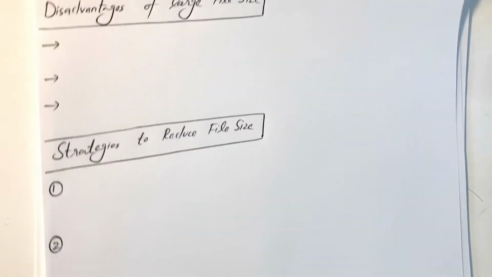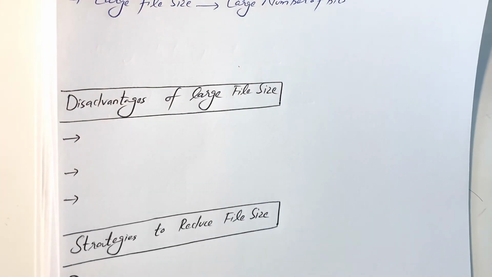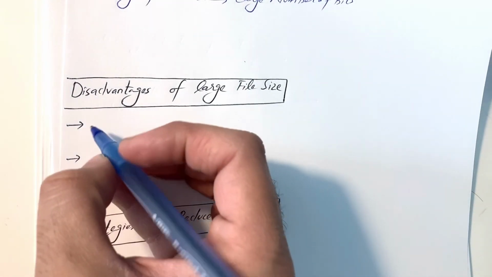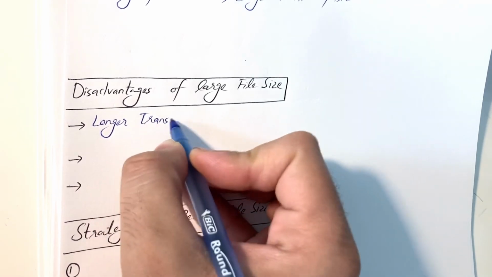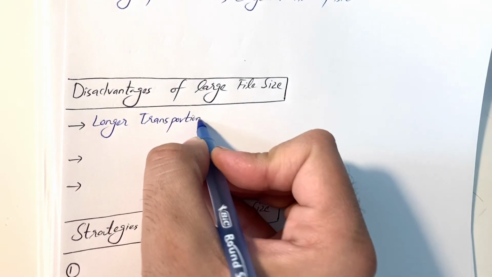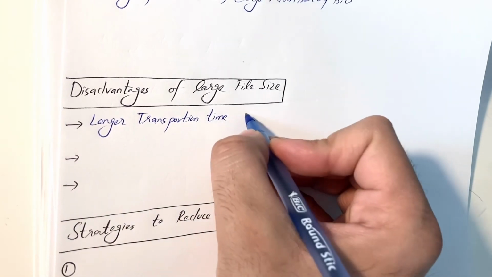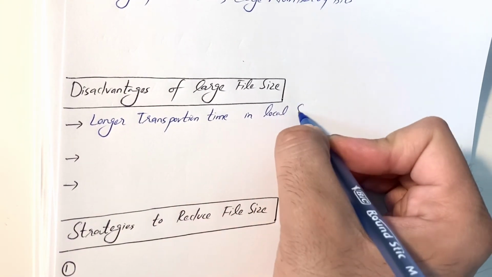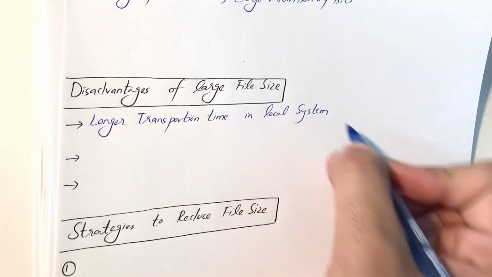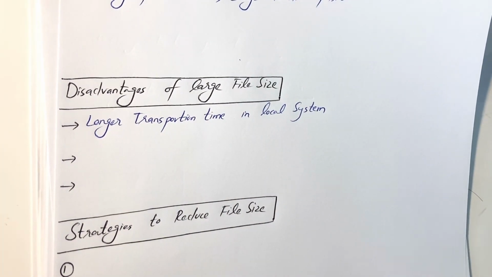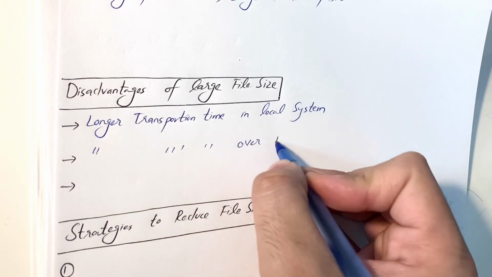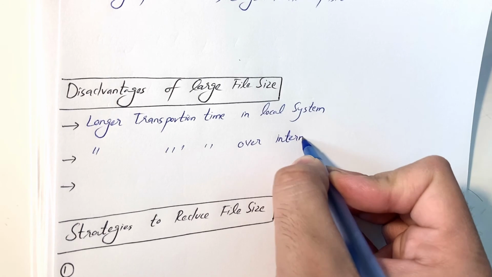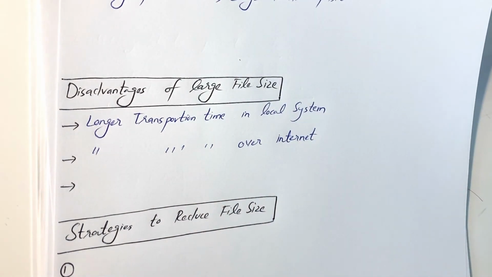Now, what would be the disadvantage of having a large file size? One of the biggest disadvantages is longer transportation time in the local system. Let's say if you want to copy and paste in the local system, those files which are of large size will take long. Again, longer transportation time over the internet. If you want to upload a document over the internet having a large file size, it will take long as compared to a file having a small size.